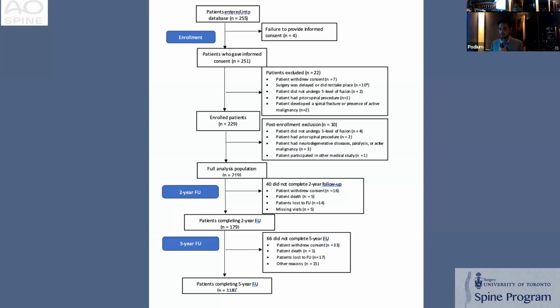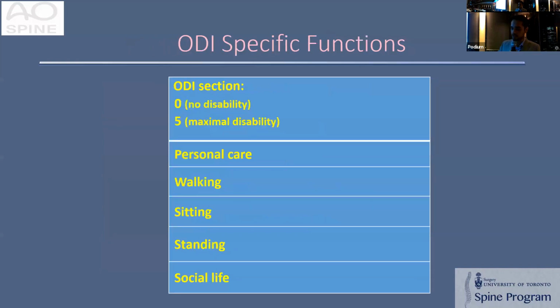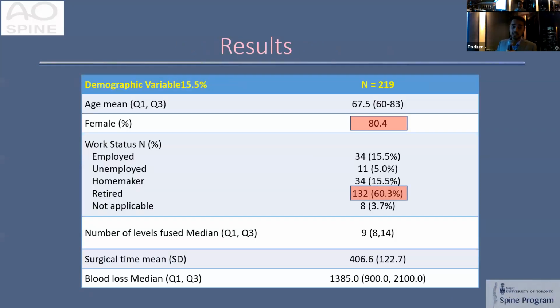And we started with about 219 patients at the beginning, and then with some attrition, the 5-year follow-up was about 118 patients. We took components of scores. For the SRS-22 function subscores, we looked at the level of activity, work, doing things around the house, financial difficulties, going out with friends, and similarly in ODI, personal care, walking, sitting, standing, and social life. The mean age of the patients was about 67, and 80% of the group was comprised of females. 132 patients out of this entire group were in the retired group, which was as expected.